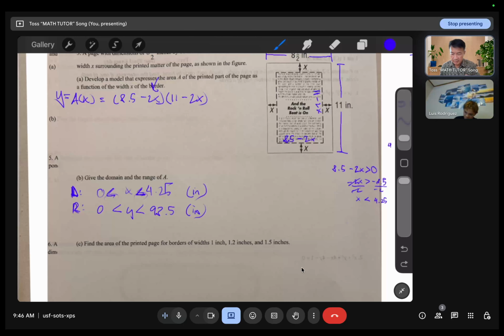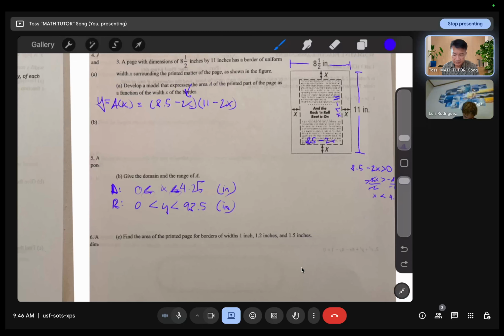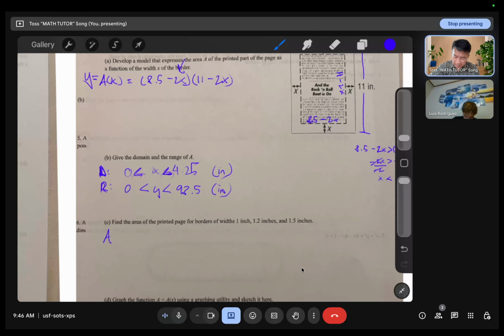Okay, now let's do C. Find the area of the printed page with the border width of 1.2 and 1.5 inches. Easy, just plug them in. You can use a calculator. Here's the first one, here's the second one. You plug it in, but I'll show you the substitution here.